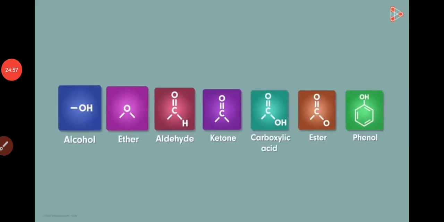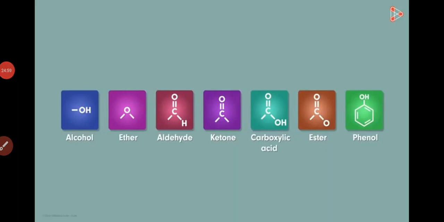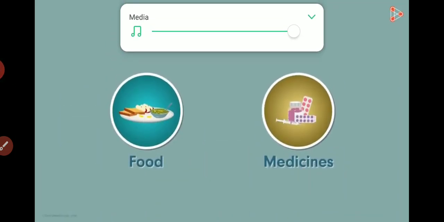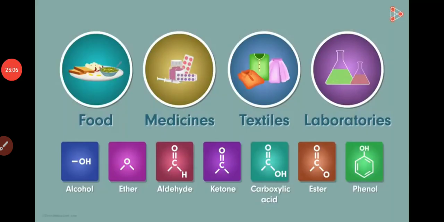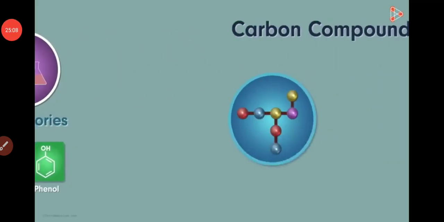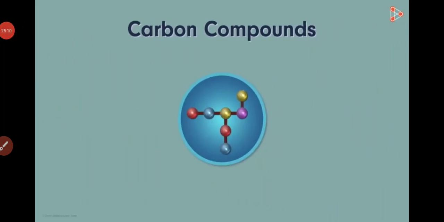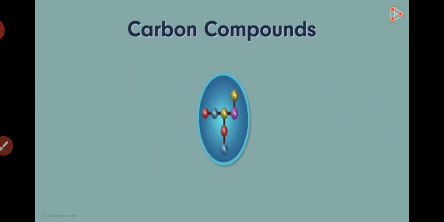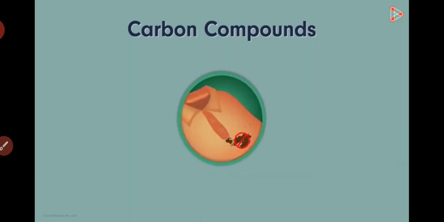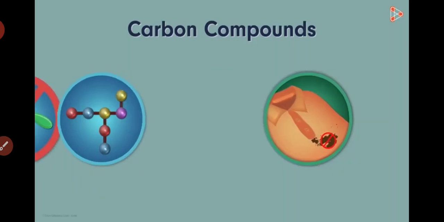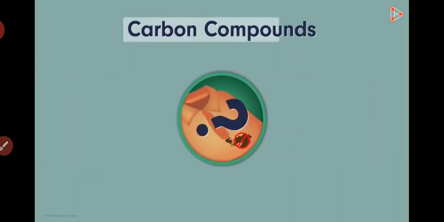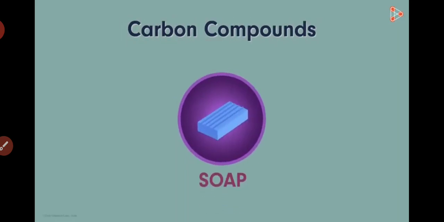And its compounds form an integral part of our lives. From food to medicines, from textiles to laboratories, these organic compounds find a place everywhere. We have seen carbon compounds having magical applications as well. Right from killing microorganisms to cleaning our clothes, they perform numerous amazing tasks. Did I just say cleaning our clothes? Where do organic compounds come into the picture for cleaning clothes? Can you guess? That's right, in the form of soaps.